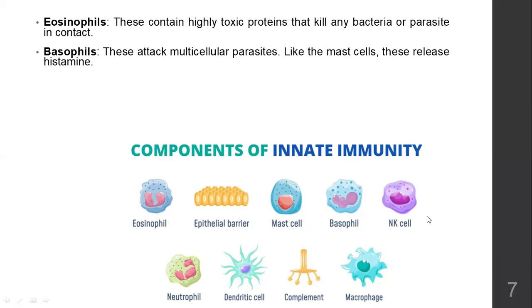Then you have basophils. They attack the multicellular parasites, like mast cells. These release histamine. Eosinophils, neutrophils, and others can fight single-celled organisms like bacteria and viruses. Basophils can attack even multicellular organisms like any hookworm or tapeworm. Okay, they are sitting in your intestine, and your basophils can still try to attack it.